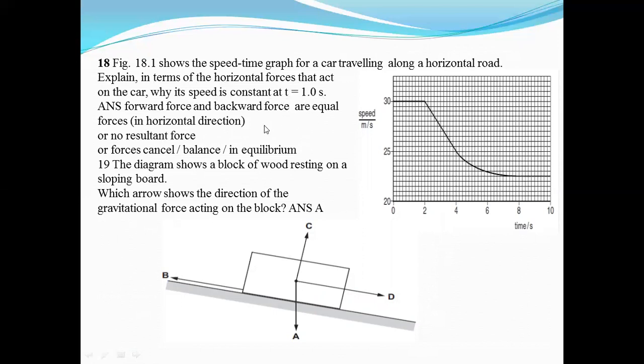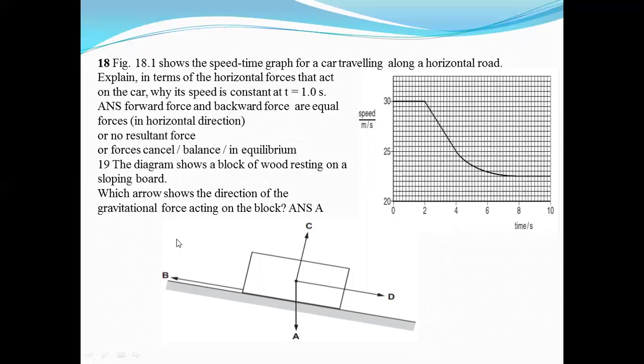Speed is constant whenever the forward and backward forces are equal. When forward and backward forces are equal, they are said to be balanced forces. If they are balanced, resultant force will be 0. Similarly, acceleration will also be 0. Question number 19. The diagram shows a block of wood resting on a board.